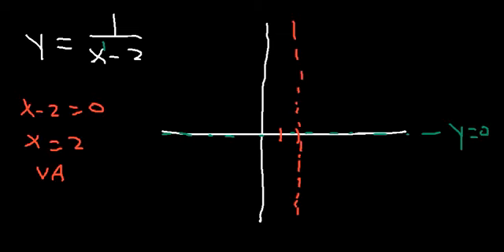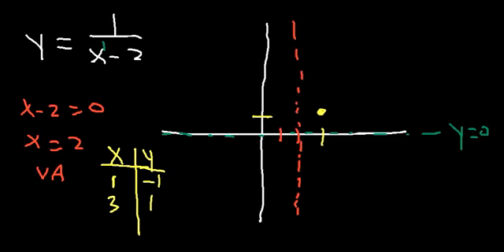Now if you want to get points for this graph, there's really only one point you need. But let's make a table. I would plug in 3 for x because 3 minus 2 is 1, and 1 over 1 is 1. So at 3, it should be at 1. The next point I would plug in would be something to the left of 2. Let's say like 1. If you plug in 1, you're going to get -1. So it should be somewhere over here.